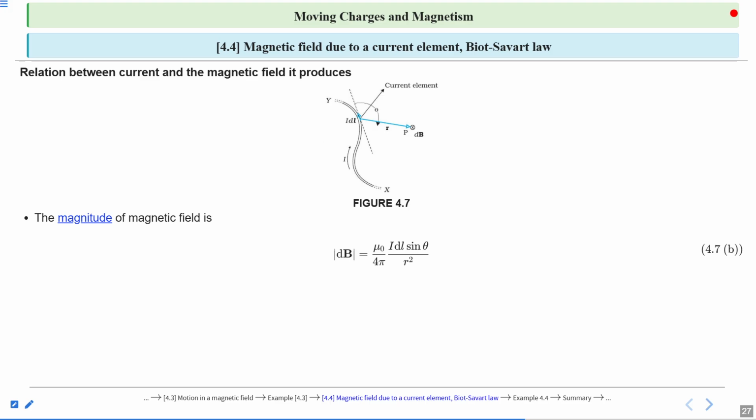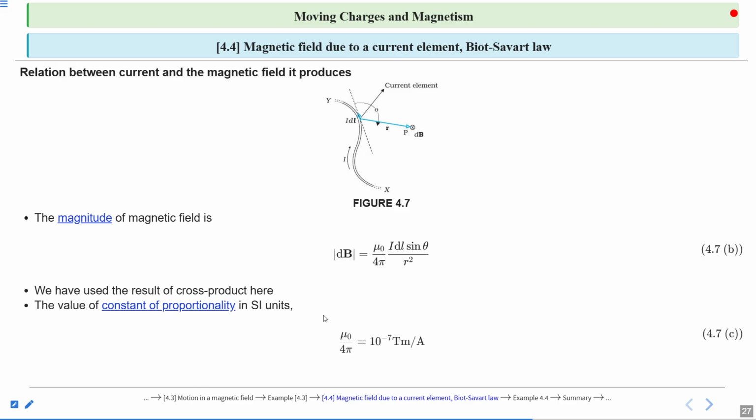Now you can see this dB is proportional to current I and also proportional to current element dl, and inversely proportional to the square of distance r. So we have used the result of cross product here. The value of the constant of proportionality, mu naught upon 4 pi, in SI units is given as 10⁻⁷ Tesla meter per ampere.